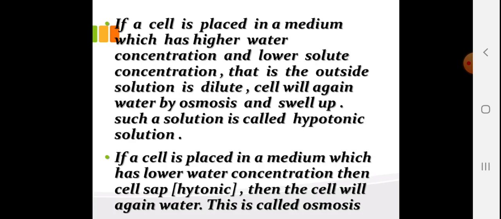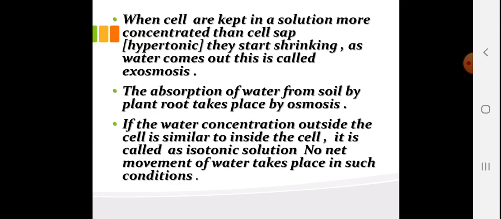But if a cell is placed in a medium which has lower water concentration than the cell, then the cell will lose water by the process of osmosis. This is known as a hypertonic solution. When cells are kept in a solution more concentrated than the cell, they start shrinking as the water comes out. This process is called exosmosis.